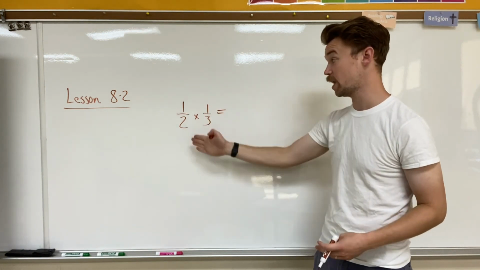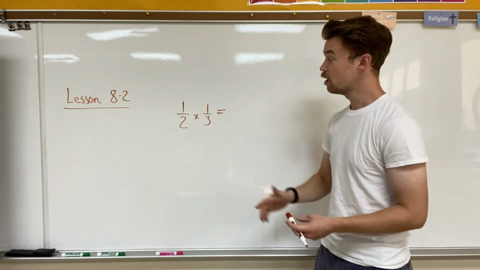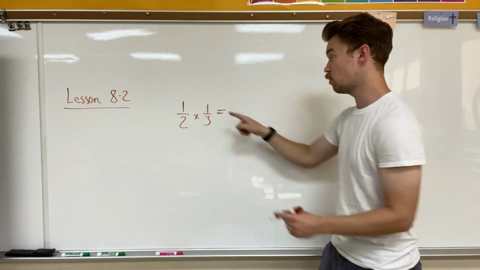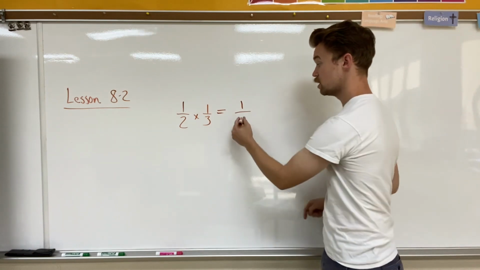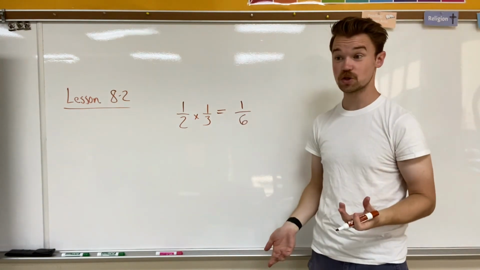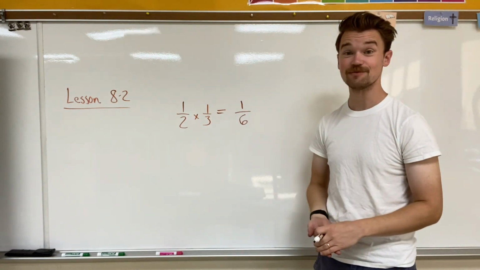For example, I have 1/2 times 1/3. So, start with my numerator spot. 1 times 1 is 1. And multiplying 2 times 3 is 6. So 1/2 times 1/3 is 1/6.